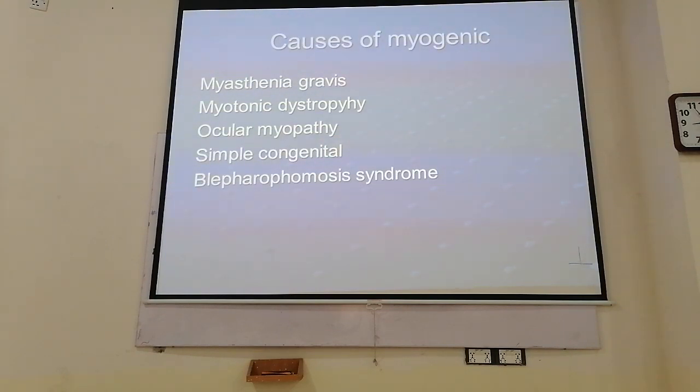Now, I feel all of you know myasthenia gravis. Myotonic dystrophy is a special type of muscular dystrophy in which there is a problem in the muscles of the face and the hands, and the retina of the eye is involved. It is not very common. Similarly, simple congenital ptosis, as we saw in the previous slide, is relatively common, and blepharophimosis syndrome is a special type of syndrome in which epicanthus and other eyelid problems are also present. It is a special category, and if we get the time, then we will study this also.